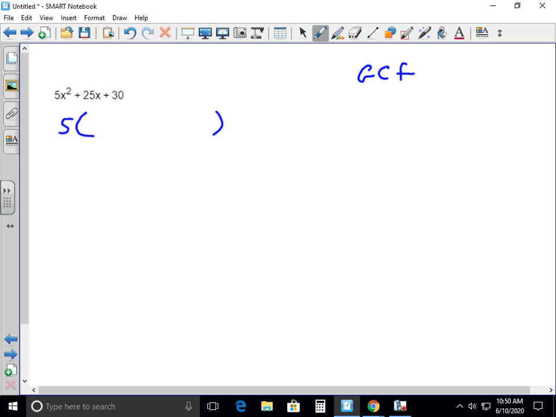So real quickly, let's pull a 5 into the front. So the first term is 5 times x squared. The next term is 5 times 5x, and the last term is 5 times 6.